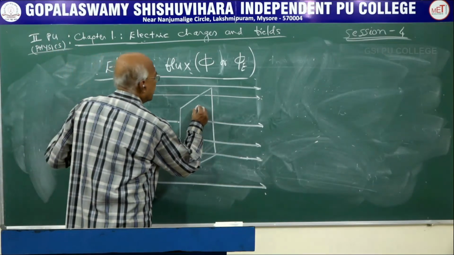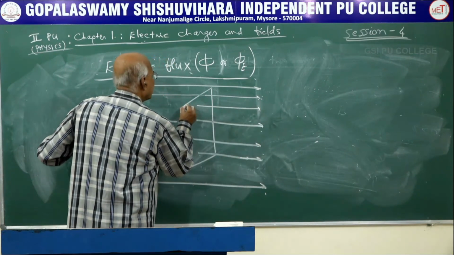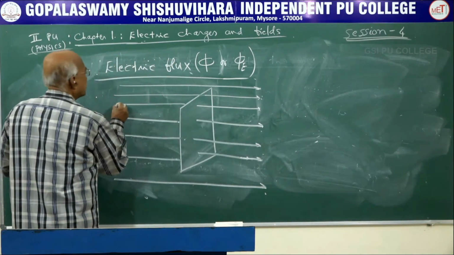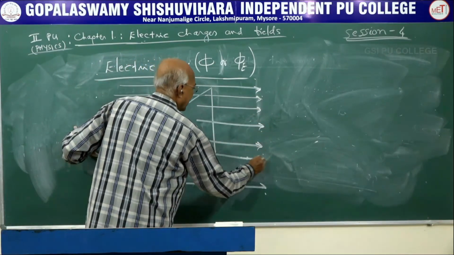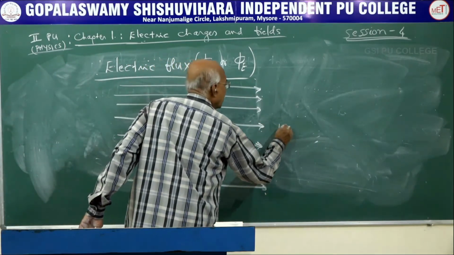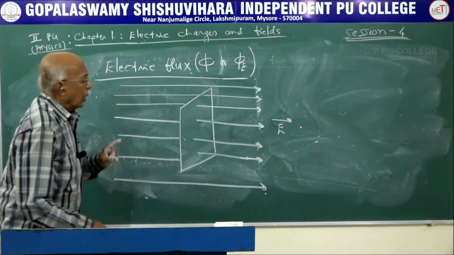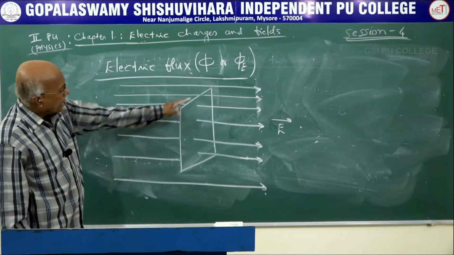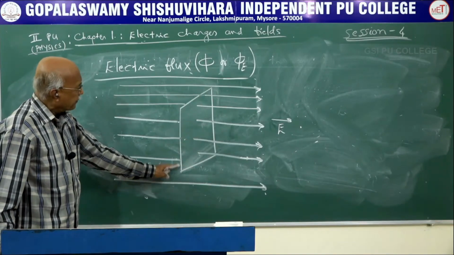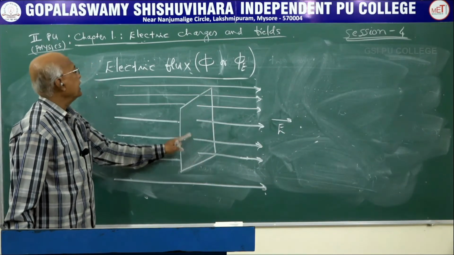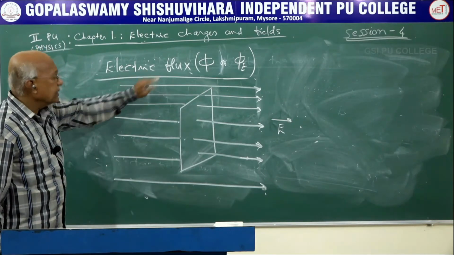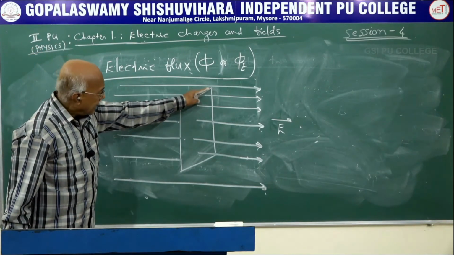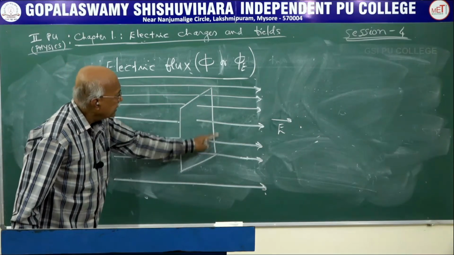Now, what is meant by electric flux? If you study the electric flux, these are the directions in which the electric field is available. We will mark this as E. Now, the total amount of electric field available in this area gives rise to what is called electric flux. Electric flux is nothing but the electric field available in this area.